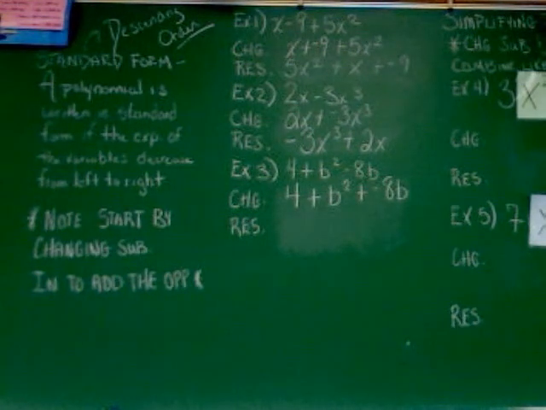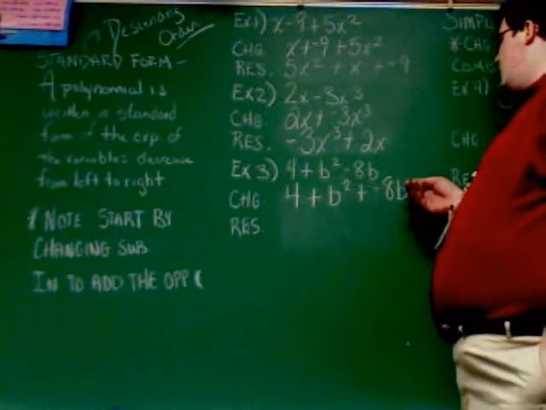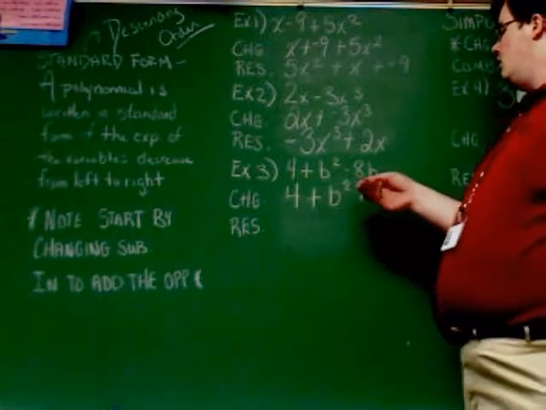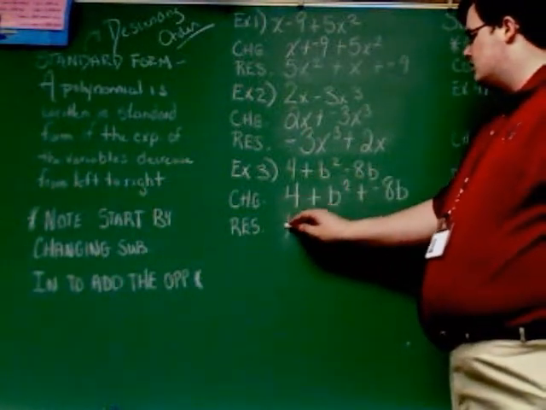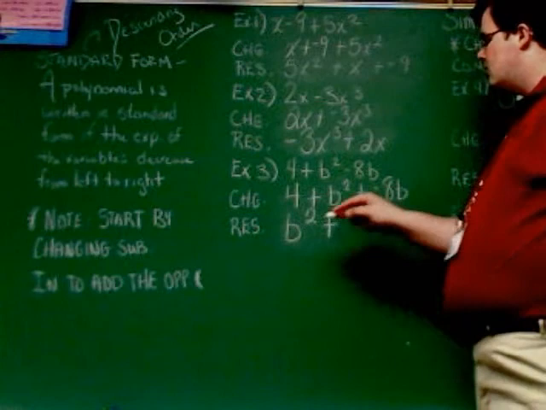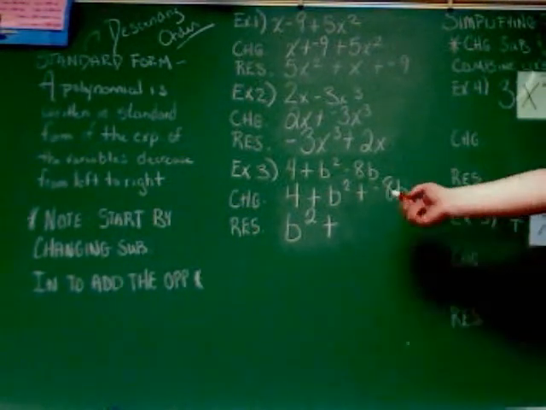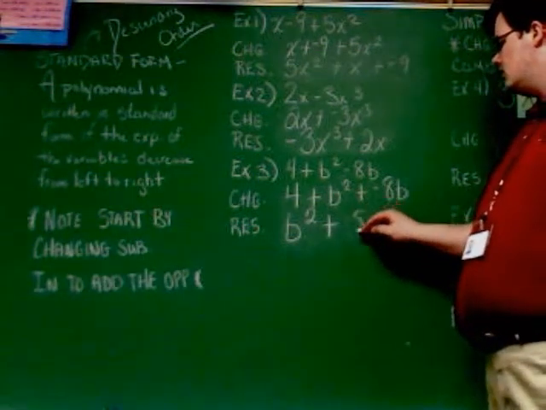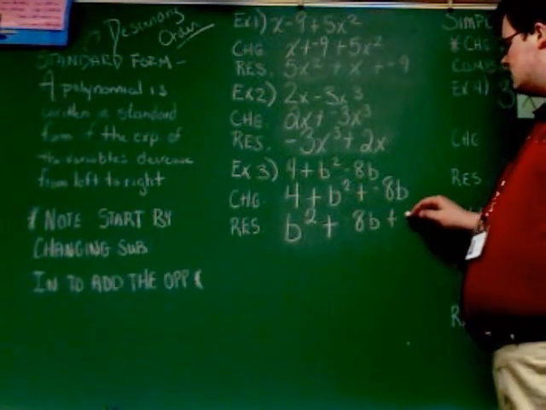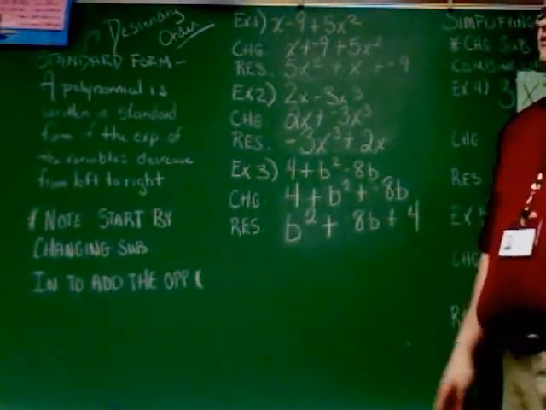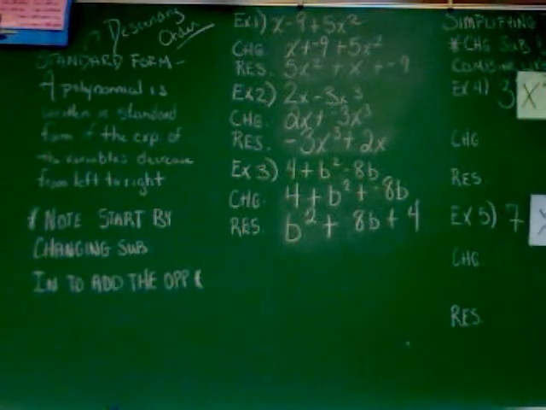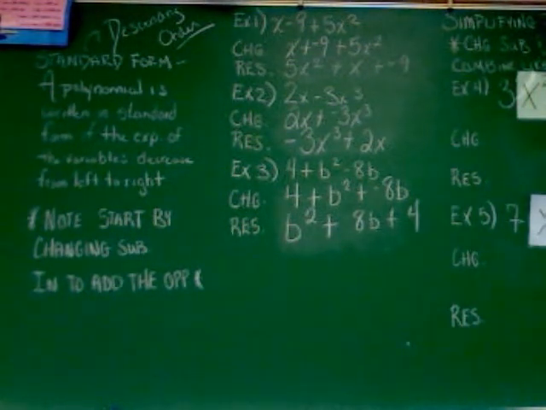Okay, so standard form now. Which one has the biggest exponent? B squared. This one has a 2. This one would be like a 1. This one doesn't have anything at all. So b squared is going to go first. Of what's left, what goes next? Negative 8b. And of course, last is going to go the 4. That one doesn't have a variable, so that has no exponent. That's it. That's all you got to do for standard form.